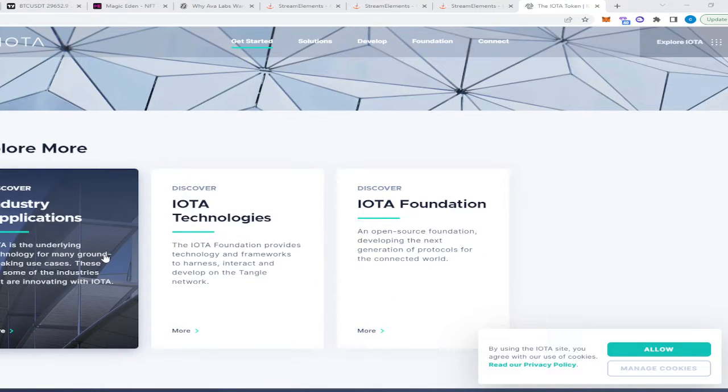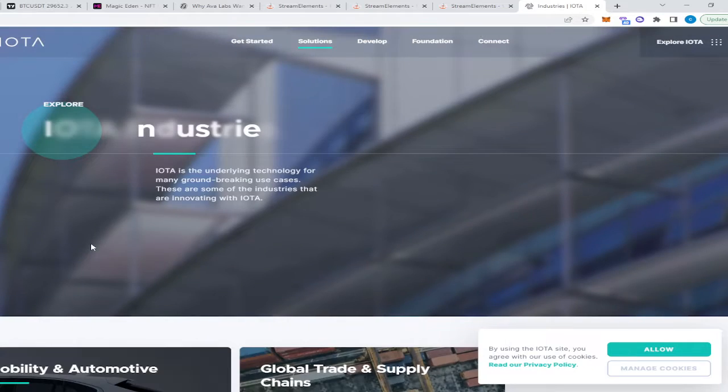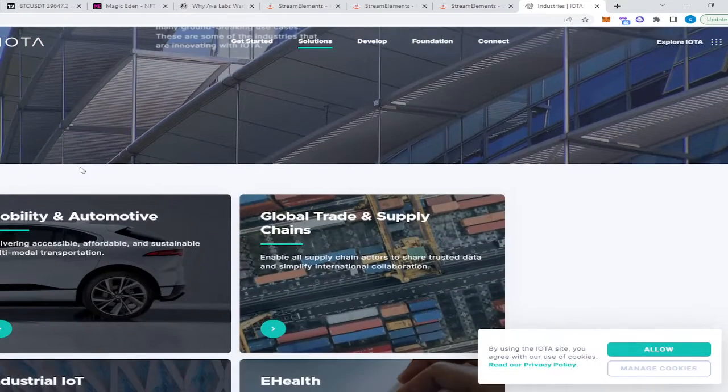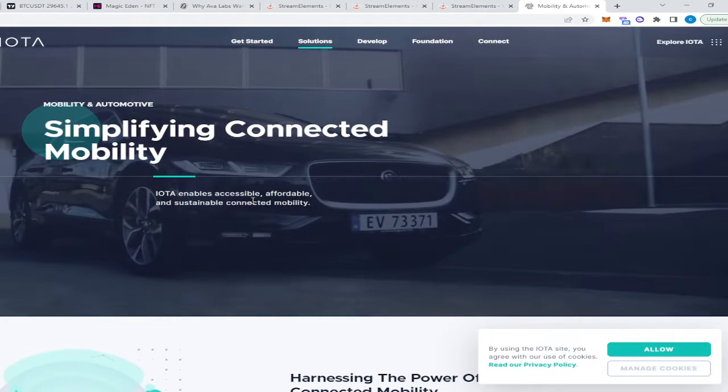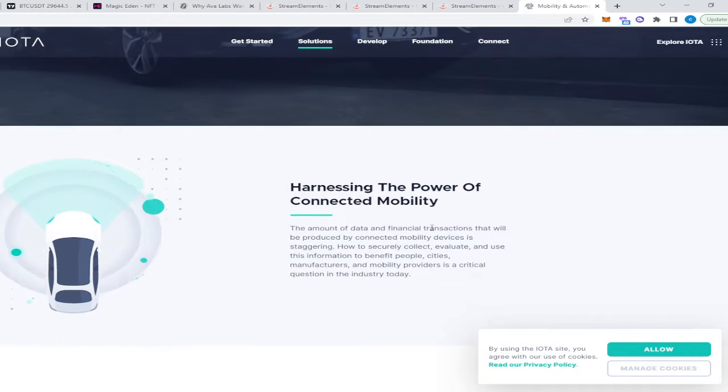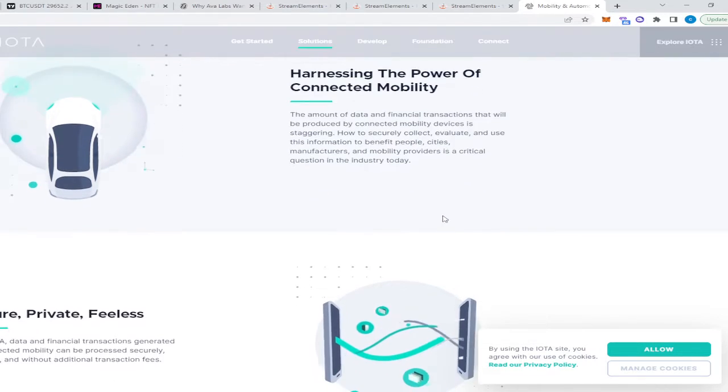So you can click here to discover the applications. Let's see what the industry applications are. Here they have mobility and automotive, so let's check that out. It's harnessing the power of connected mobility. The amount of data and financial transactions that will be produced by connected mobility devices is staggering. How do you securely collect, evaluate, and use this information to benefit people, cities, manufacturers, and mobility providers is a critical question in the industry today.